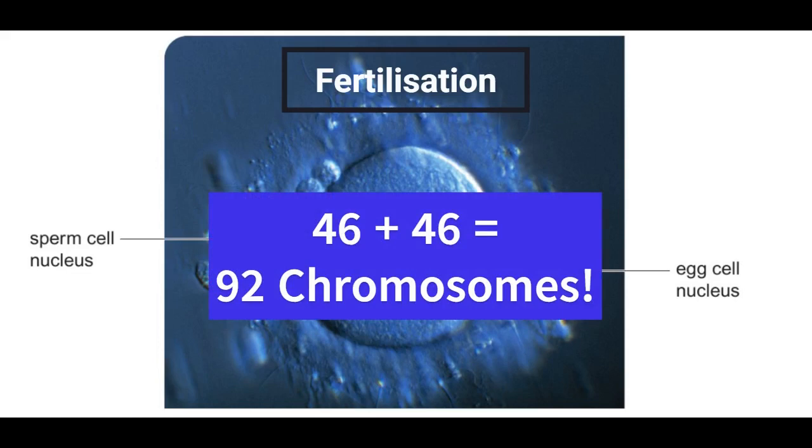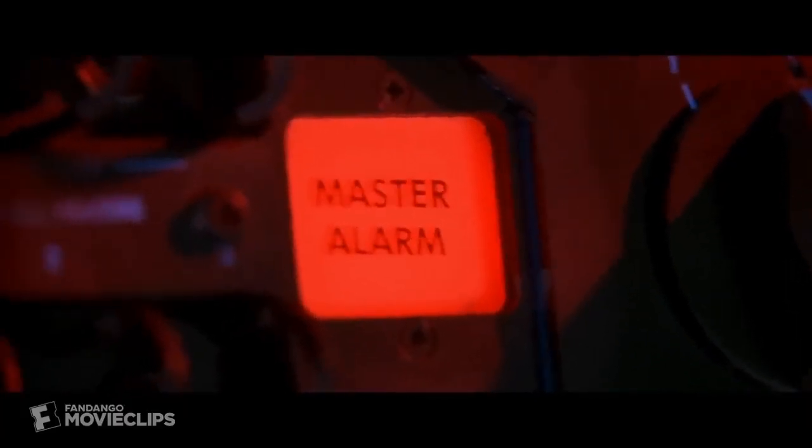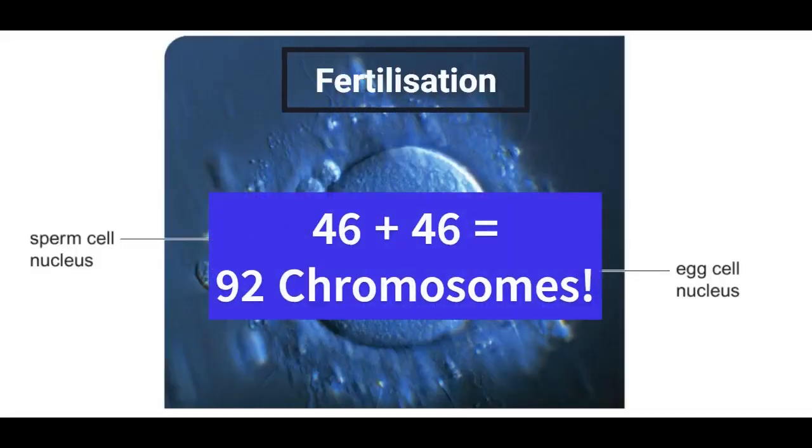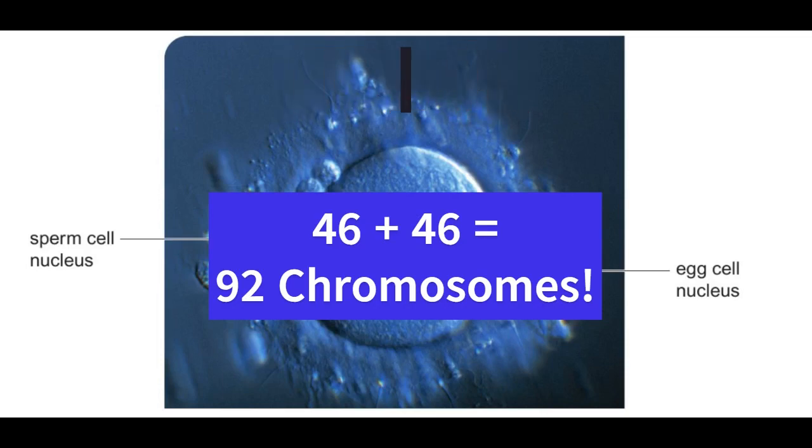And each time that cell copies itself by mitosis, creating identical daughter cells, each of those cells would also have 92 chromosomes. Hey, we've got a problem here. And that creates a bit of a problem, because we know that our offspring will also have the same number of chromosomes as we do, which is 46. So fertilizing together normal human body cells, each with 46 chromosomes, won't work.